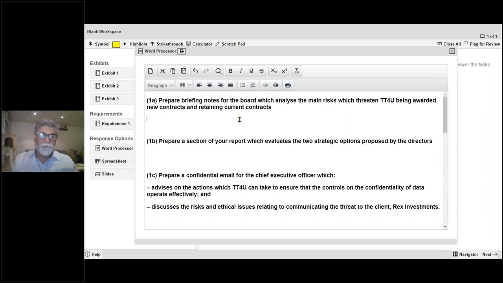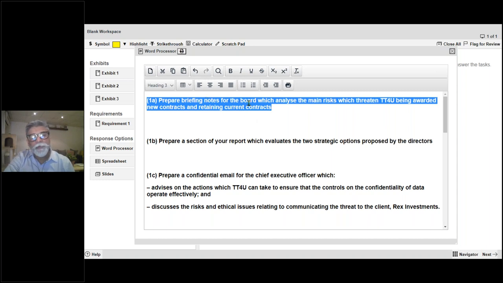Now, after we have copy pasted, I want to read all these questions. Why? So that I know what has been asked, so that when I'm reading the exhibits, I can then copy and paste the information under the right respective question. It's very simple. So let's read.